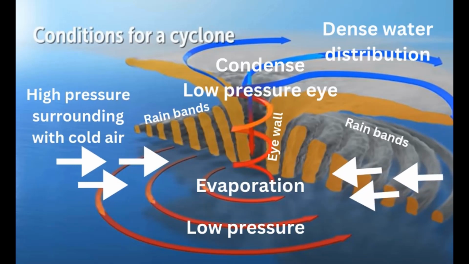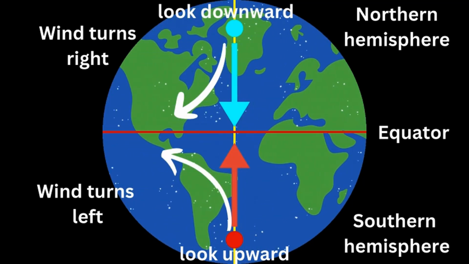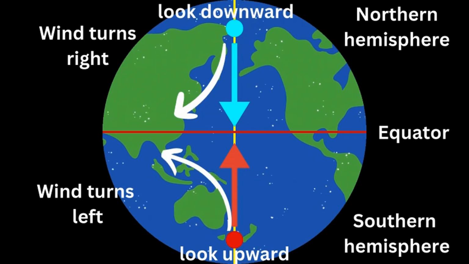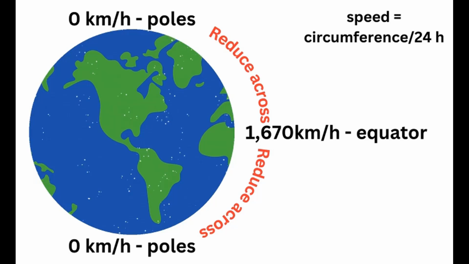Step 5. If warm water and low wind shear persist, it grows into a full-blown cyclone, winds roaring and rain pouring. What's the Coriolis effect? It's the apparent deflection of moving air or water due to Earth's rotation. Not a real force, but an effect we see because Earth spins.